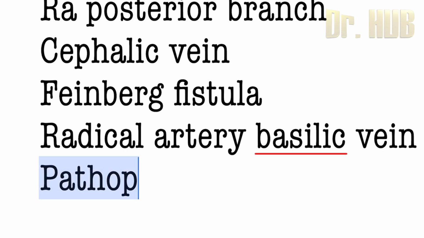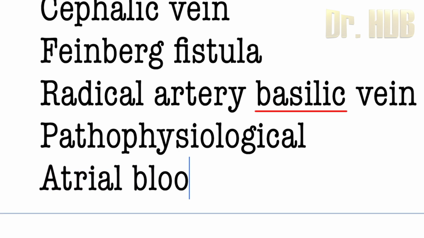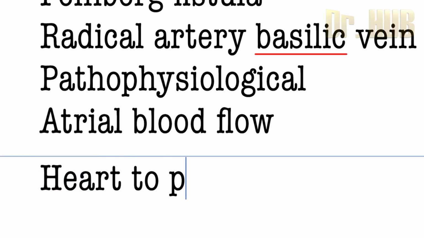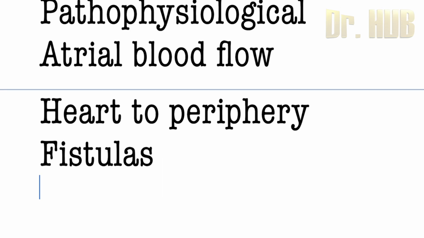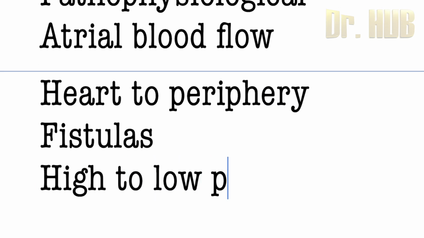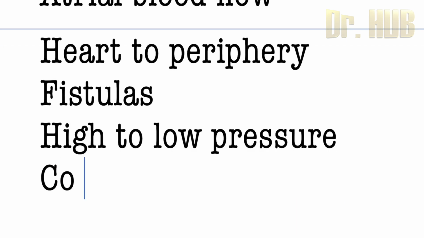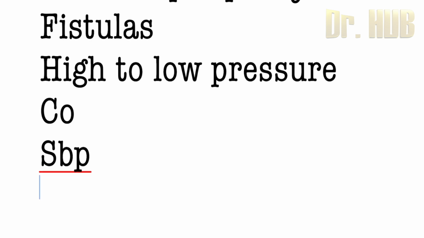Next we look at the pathophysiology. Arterial blood flows from the heart to the periphery, and venous blood flows from the periphery to the heart. The fistula creates a high to low pressure shunt. This leads to an increase in venous return and cardiac output, as well as heart rate and systolic blood pressure. It results in a wide pulse pressure.